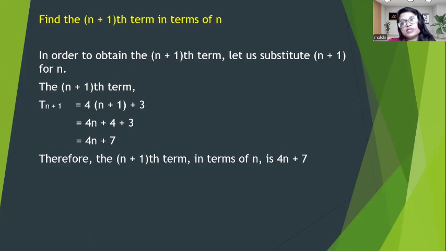So the n plus 1 term is equal to 4 multiplied by within brackets n plus 1, close the brackets, plus 3. Then we can get an answer as 4n plus 4 plus 3. The final answer is 4n plus 7. Okay. Now you can get an answer for the n plus 1 term. It is called 4n plus 7. Hope you can understand.